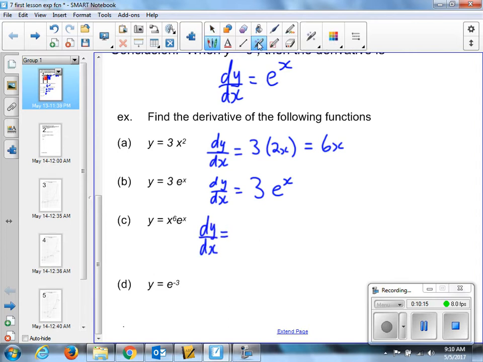Both of these things have x's in. We got x to the 6 times e to the x. You guys remember what rule we use? She's got it. 6x to the 5.